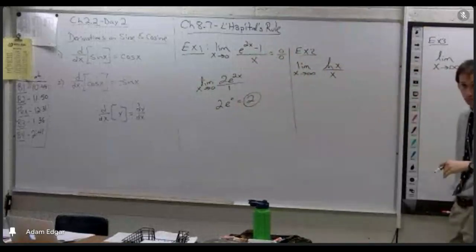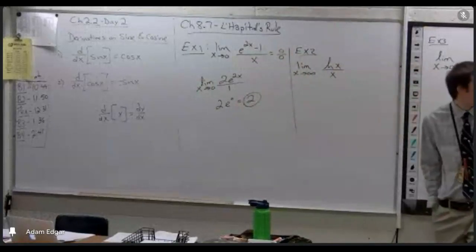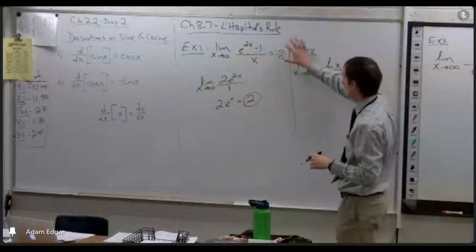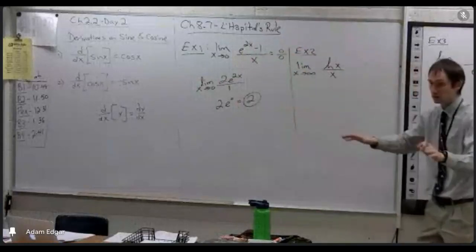Over there in example 18, 0 divided by 0 is positive. So in limit land, if you get 0 over 0, it could be anything. You don't know what's going to happen until you investigate.